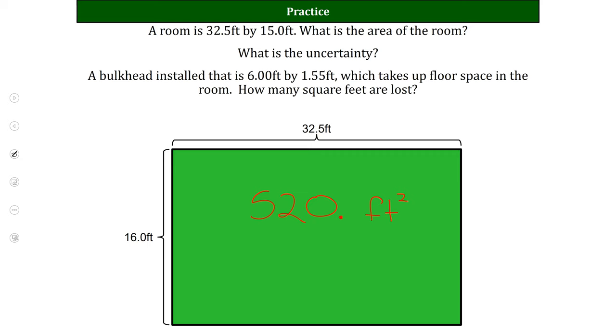Let's say that a bulkhead is installed that's 6 feet by 1.55 feet that takes up some room. We could use our pillar in the middle as a standard, about the same sort of question. How many square feet are lost when they install that bulkhead? Still just length times width, right? What's the length times width for the bulkhead? 9.3. Yeah, it's just 6 times 1.55, right? So 9.3. And how many sig figs are we going to keep? 3 sig figs. So 9.30 feet squared. Good.